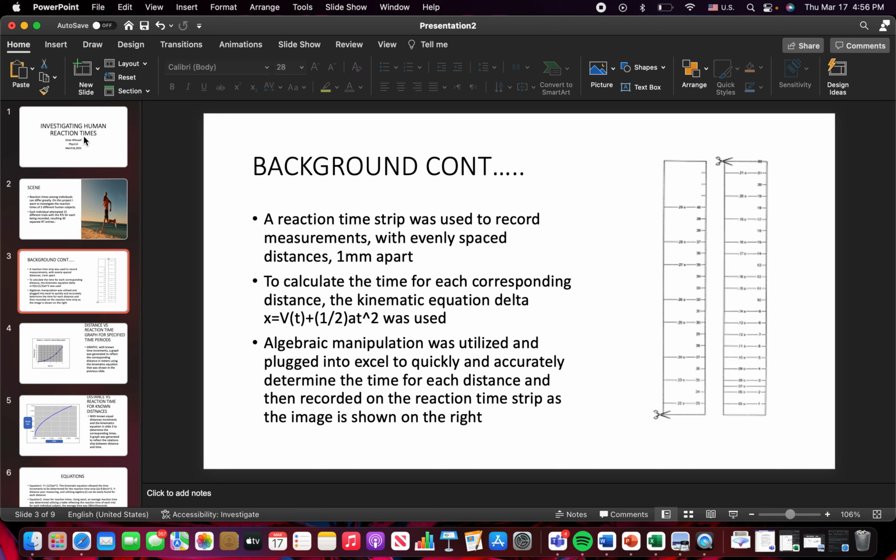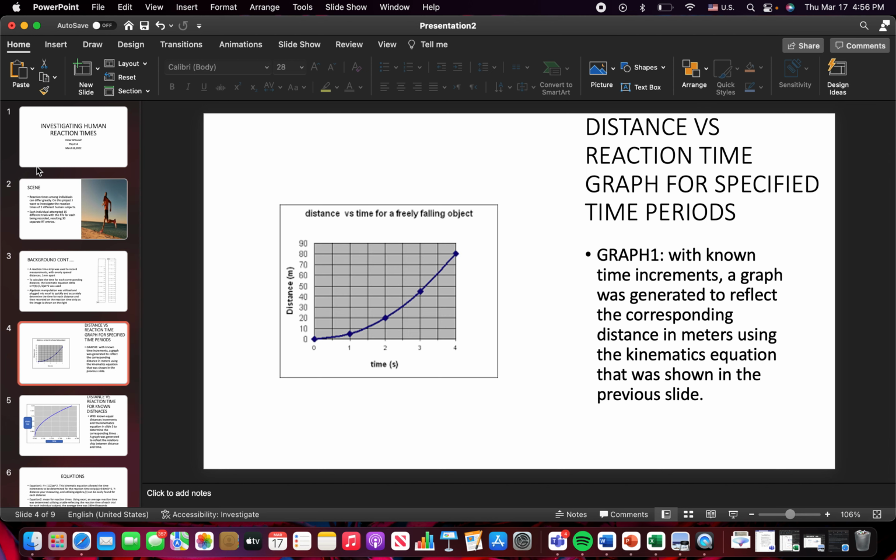Algebraic manipulation was utilized and plugged into Excel to quickly and accurately determine the time for each distance. Then we recorded it on the reaction strip, as the image shows. It doesn't show here, but this is more of what the strip looked like.